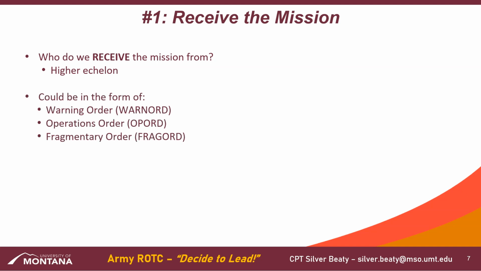Your mission could be in the form of a warning order, operations order, or a fragmentary order, also known as WARNORD, OPORD, and FRAGORD. Typically, if you're watching this from an ROTC standpoint, you're likely receiving your mission from a tactical perspective in either an operations order or a FRAGORD to an operations order.